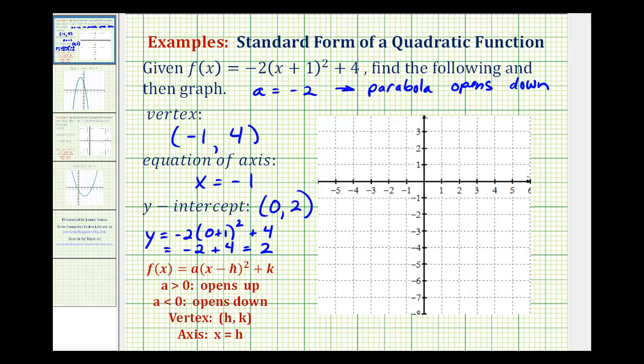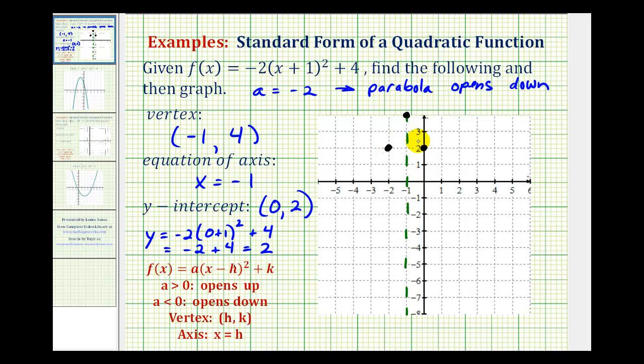Now let's graph the parabola. Let's start by sketching the axis of symmetry or line of symmetry. It's x equals negative 1, which is a vertical line passing through negative 1 on the x-axis here. Next, the vertex has coordinates (negative 1, 4), which will be on the axis. Negative 1, 4 would be right here. Next, we'll plot the y-intercept, which has coordinates (0, 2), should be this point here. Now, because we have the axis of symmetry, we know there's going to be another point on the other side of the axis, which would be right here.